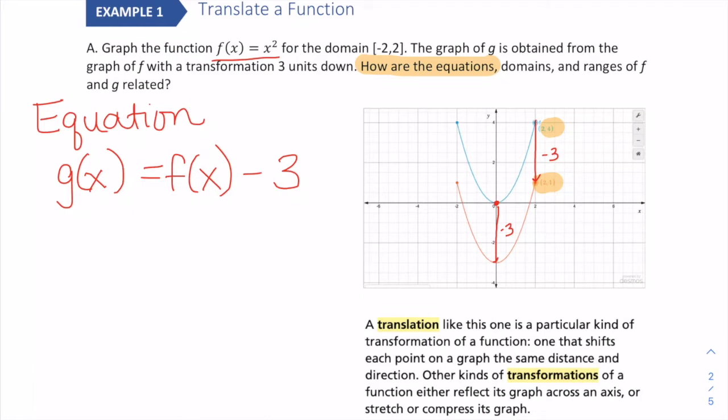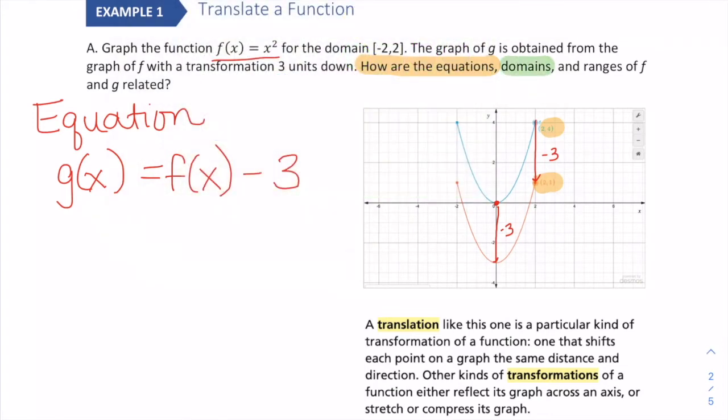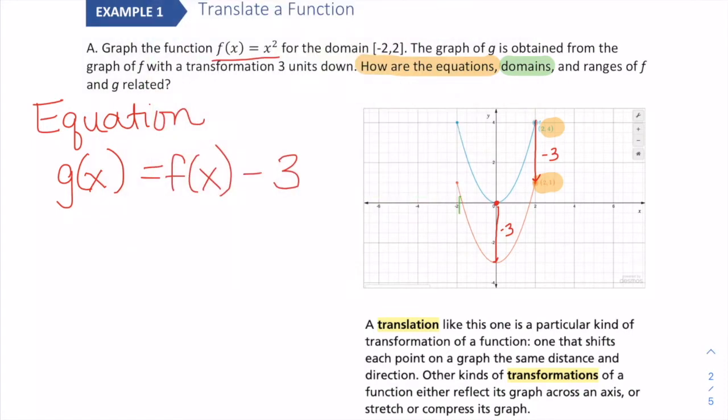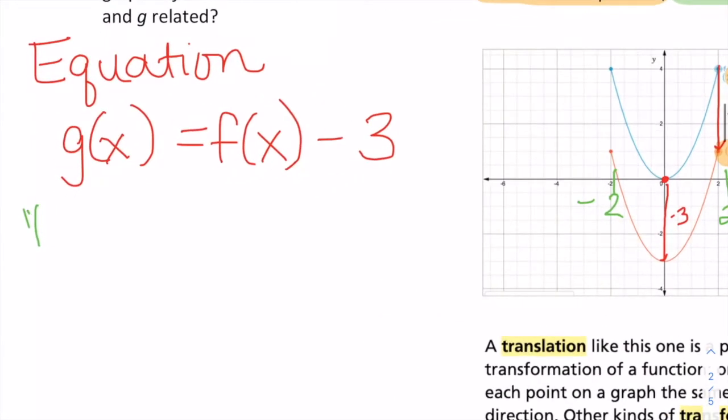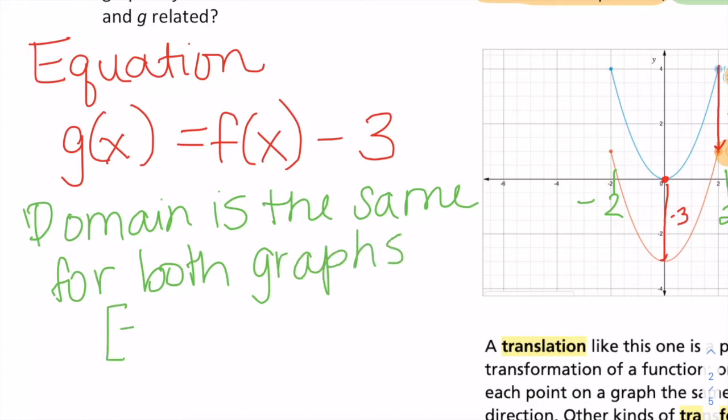Now let's look at the domain. The domain for each graph is the same. So you could see the domain for the first graph is from -2 to 2, and they're both the same, right? It didn't shift left to right, it shifted down. So the domain for both is going to be the same. And I'm just going to put that in interval notation, -2 to 2.